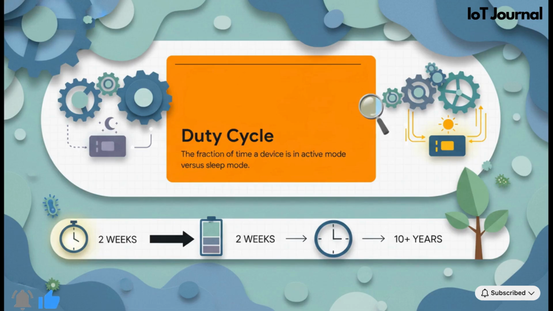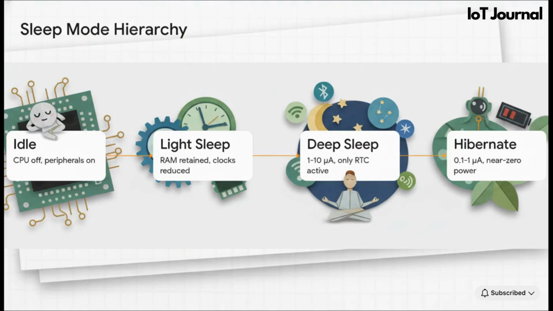By aggressively duty cycling, we drop the effective average current down to practically nothing, mere microamps. To put that into perspective for you, a device that would normally drain its battery completely in just 2 weeks of continuous running can easily last over 10 years if you duty cycle it right. And there's an entire hierarchy to how they sleep. Modern microcontrollers are honestly like master yogis.